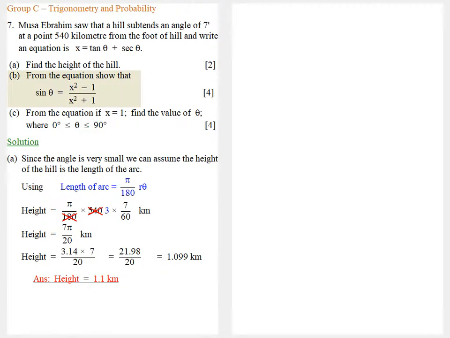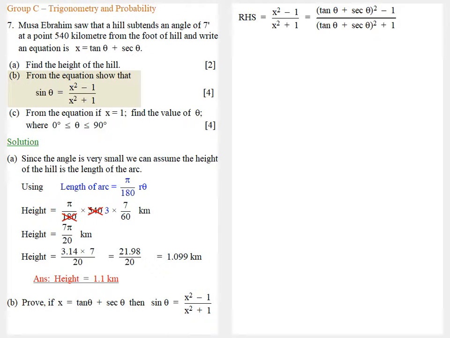Now in part B, we want to show from the equation that sine theta equals x squared minus 1 all over x squared plus 1. To do this, we want to prove if x equals tan theta plus sec theta, then sine theta is x squared minus 1 over x squared plus 1. Now, the right-hand side is x squared minus 1 over x squared plus 1, and if we substitute x as tan theta plus sec theta, we get this is equal to tan theta plus sec theta all squared minus 1 over tan theta plus sec theta all squared plus 1.